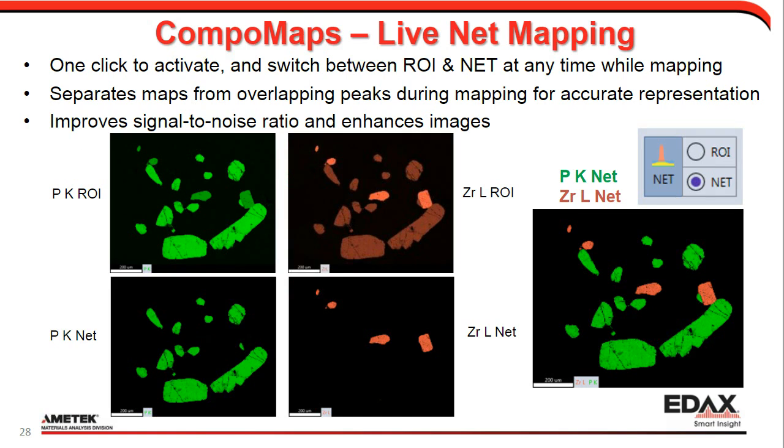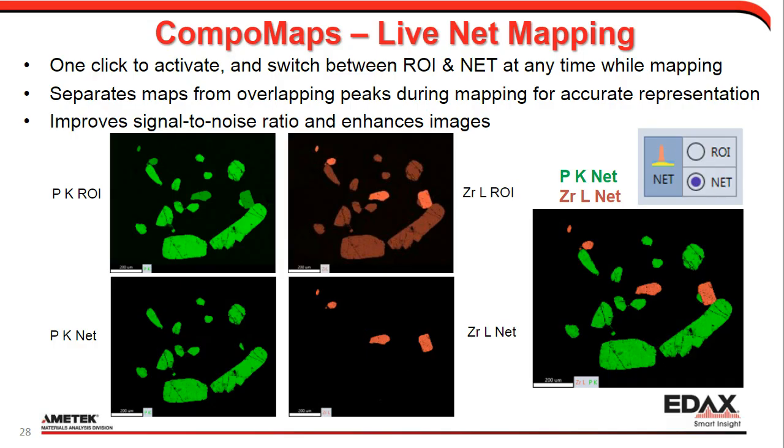Combo maps is the live map mapping feature. I want to give you a little background information about mapping. The most common map representation is ROI, or region of interest, due to the simplicity of generating images. The idea is for each X-ray line identified, a region of interest is defined. The counts within the given region of interest are summed for each pixel and used to assign a brightness level to the pixel, which is then plotted in the map.